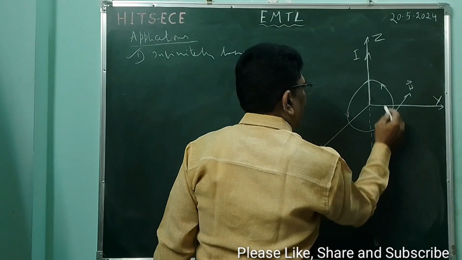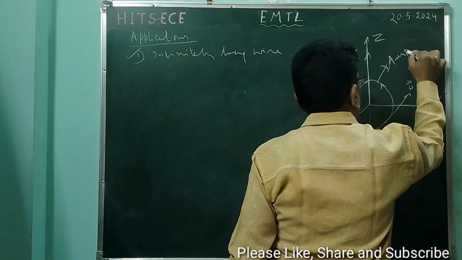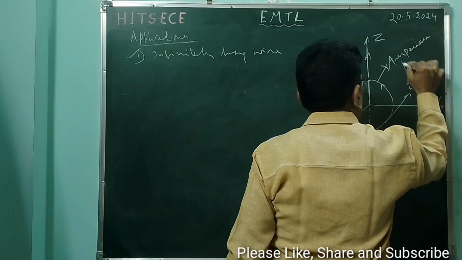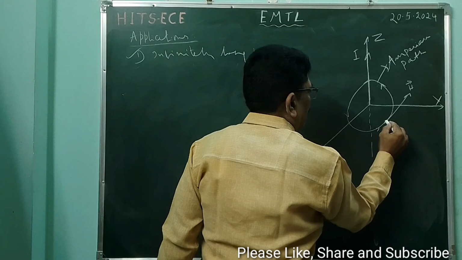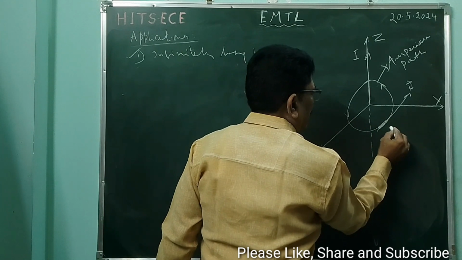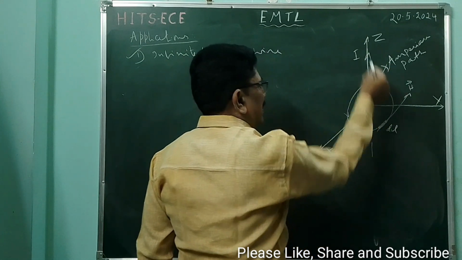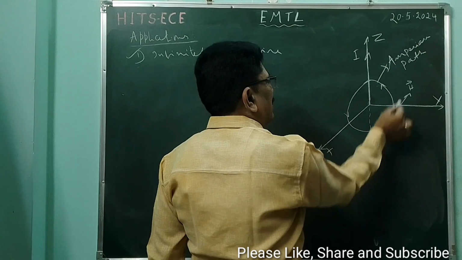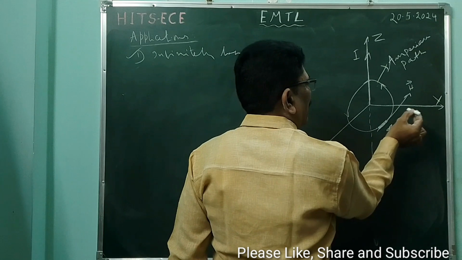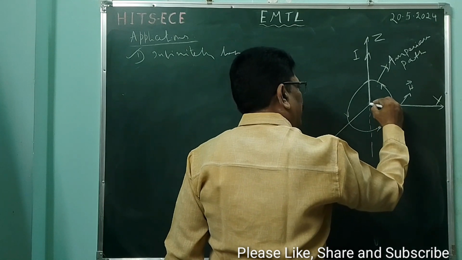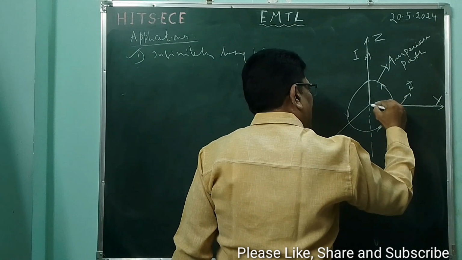H and dl. This is the Amperian path. Let this be dl. dl and H are in the same direction, whereas the Z is perpendicular to this circle. So it is perpendicular to Z, dl also, and rho. Rho is the radius of this Amperian path.